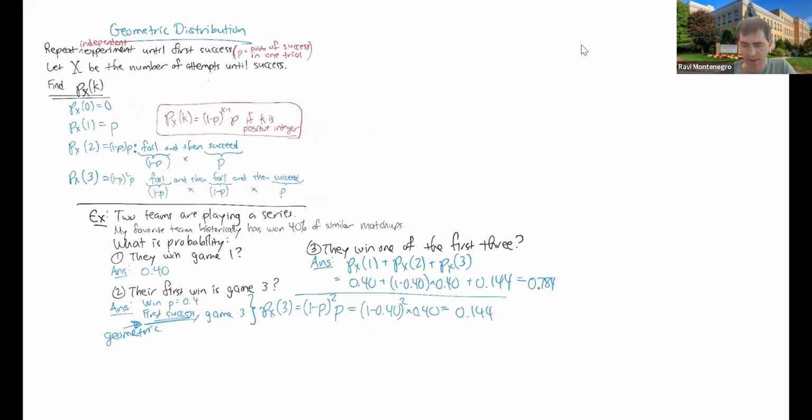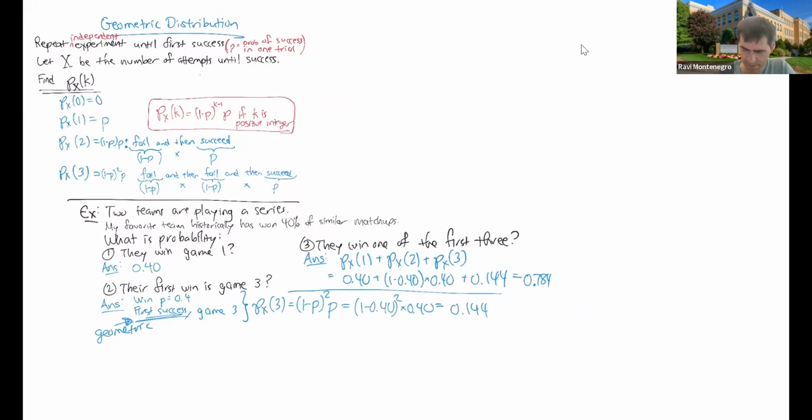Now there's another formula that can be used. And this would be to observe that the only way this could go wrong is if they keep on losing. So I could say the chance it takes more than 3 games is the chance they keep losing. This would be lose, lose, lose.